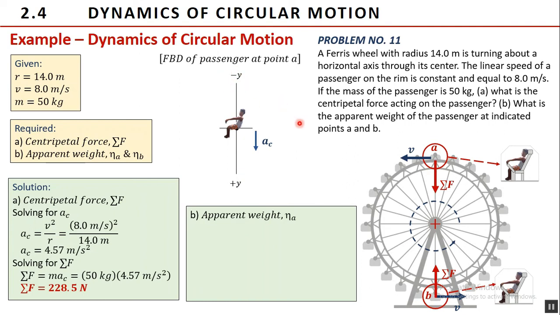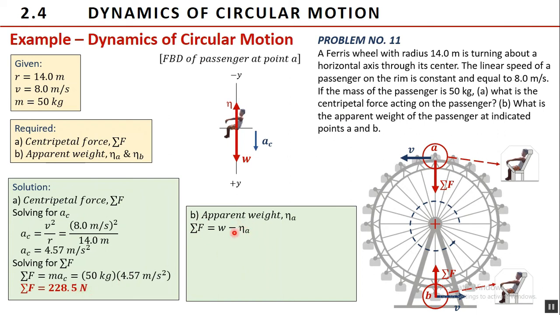Then we indicate the forces acting on the passenger. So we have the vertical downward weight, and the normal force exerted by the seat on the passenger. Then we take the summation of forces along the y-axis. So we have weight minus the normal force. Take note that the weight is positive because it is towards the positive y-axis, while the normal force is minus, since it is towards the negative y-axis. We know already this summation of F. In fact, this is our centripetal force from letter A.